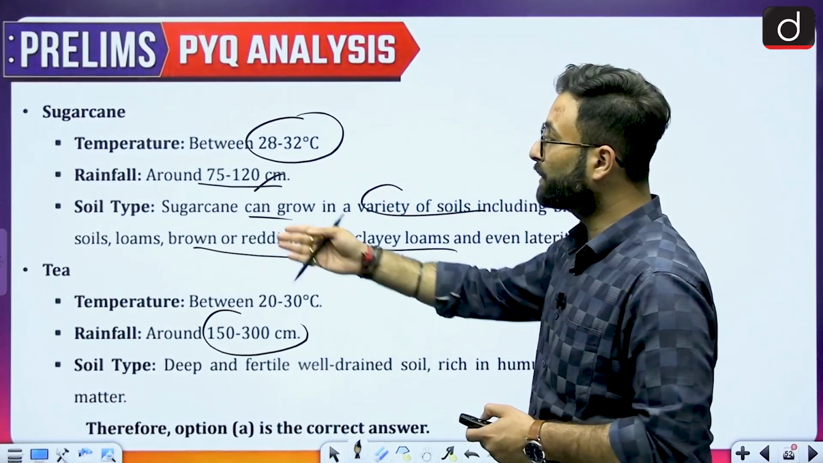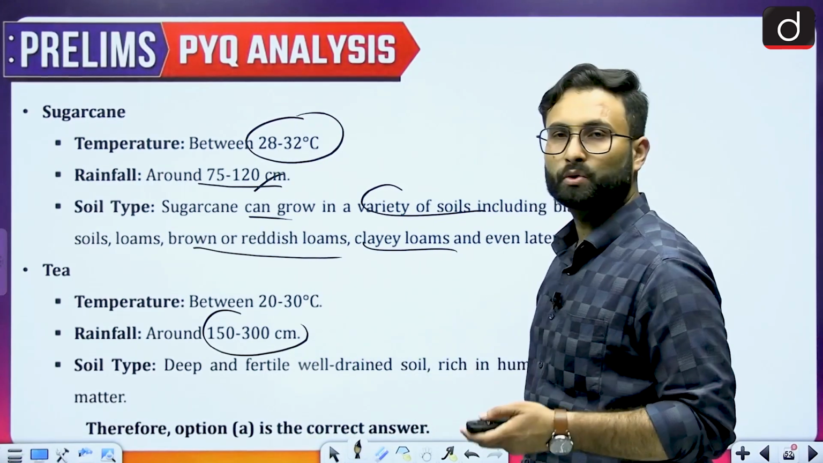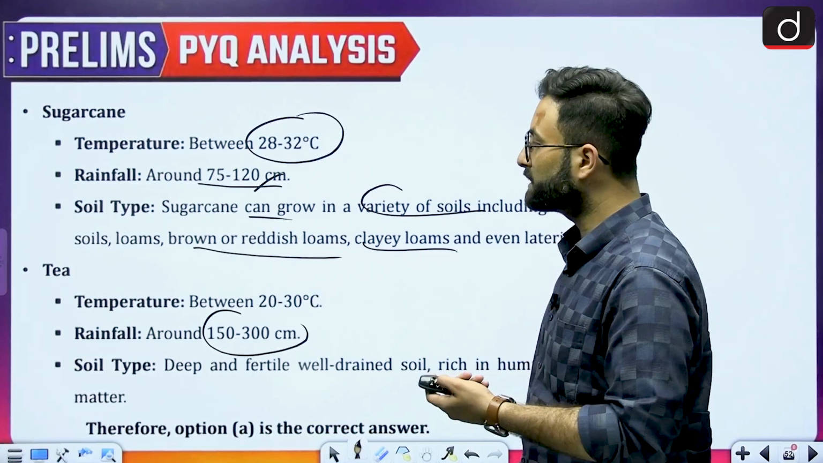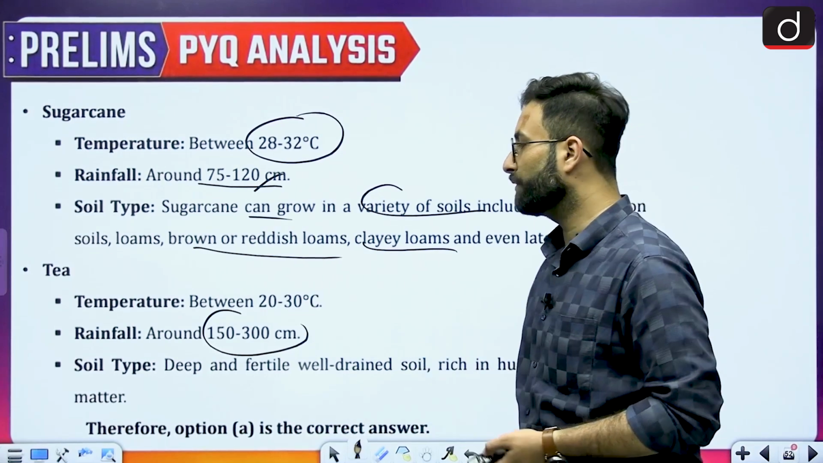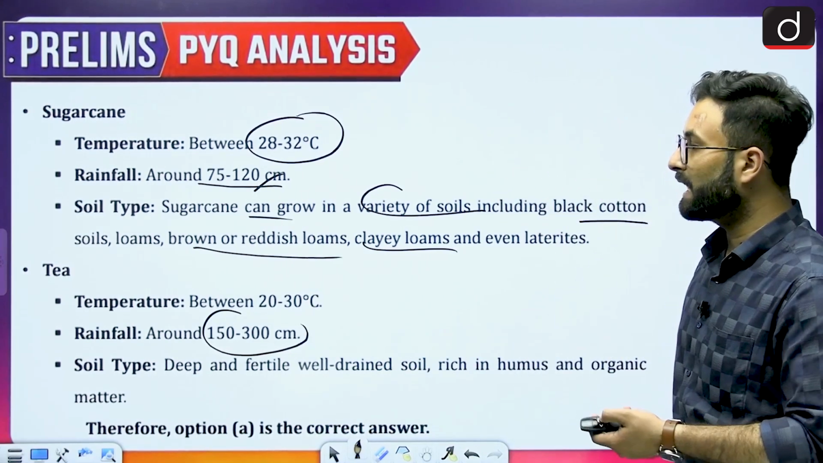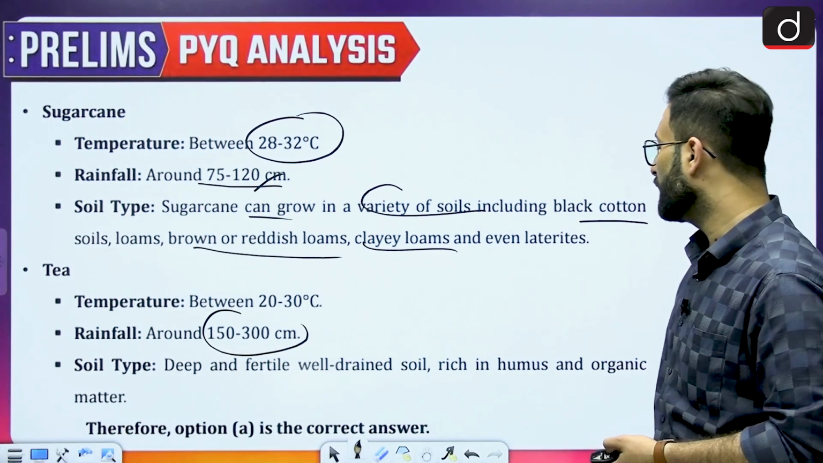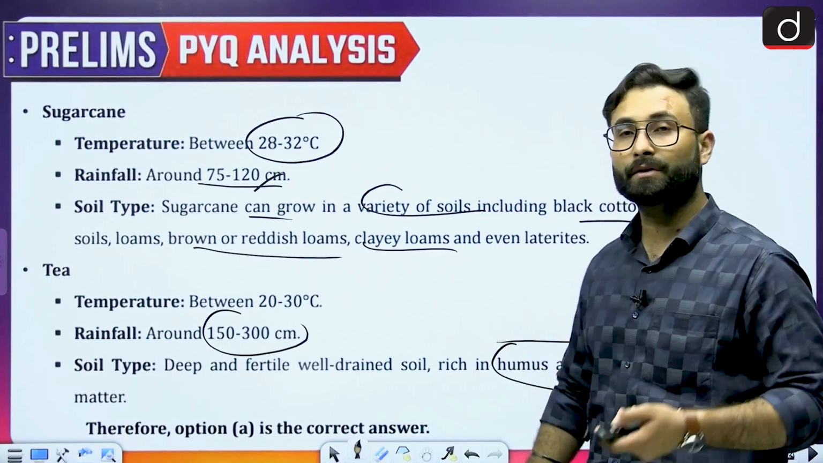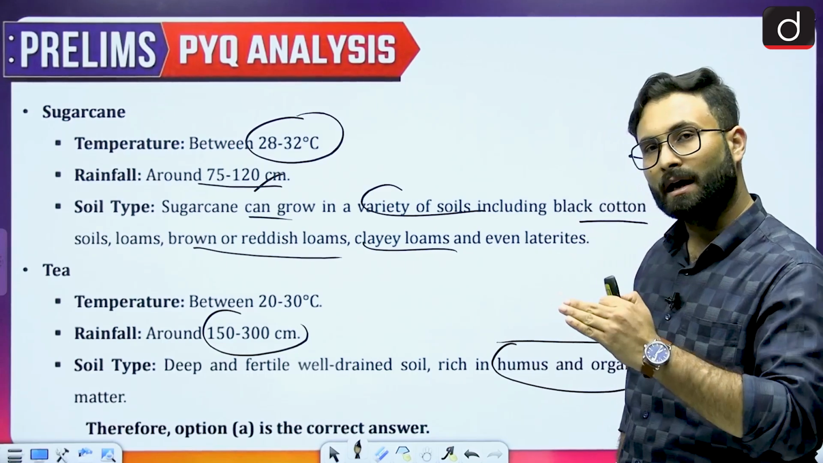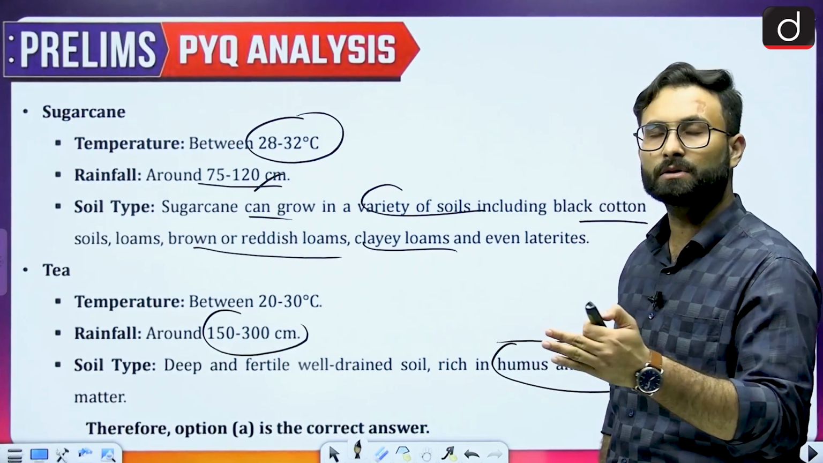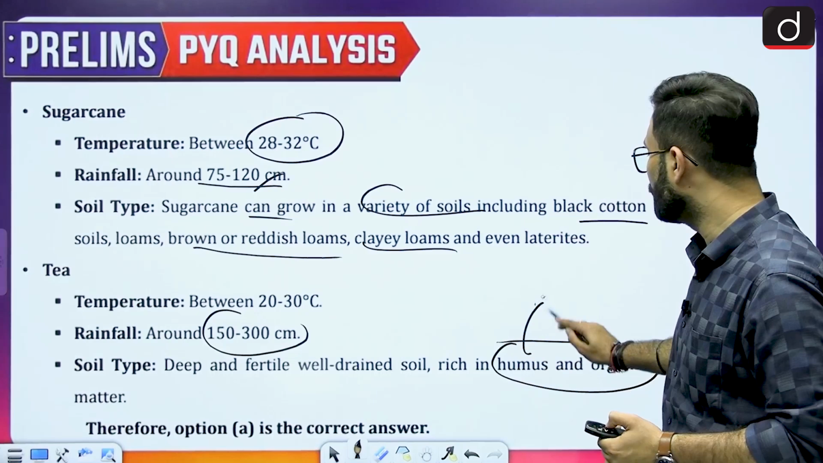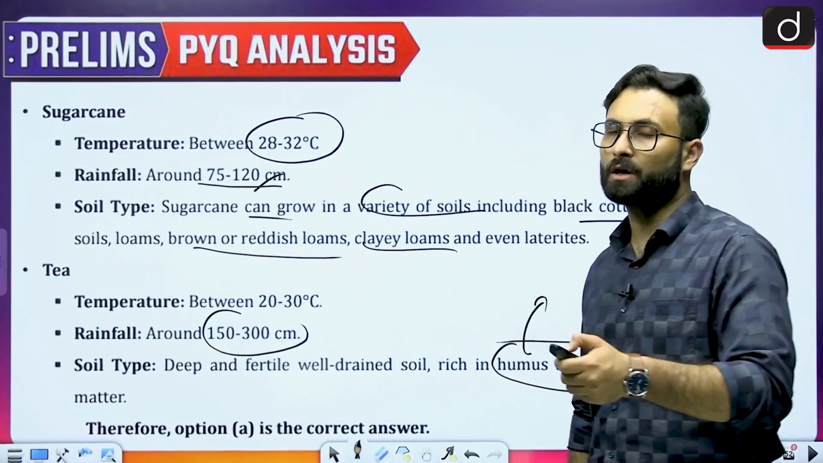Coming to the next one, tea, 20 to 30 degrees Celsius, which we have already seen, and the rainfall requirement is 150 to 300 centimeters. Soil type is deep and fertile, well drained soil, rich in humus and organic matter. We have already seen that if the soil is on the acidic side, that will be good. If you have more humus in the organic matter, that means the soil will be more acidic.